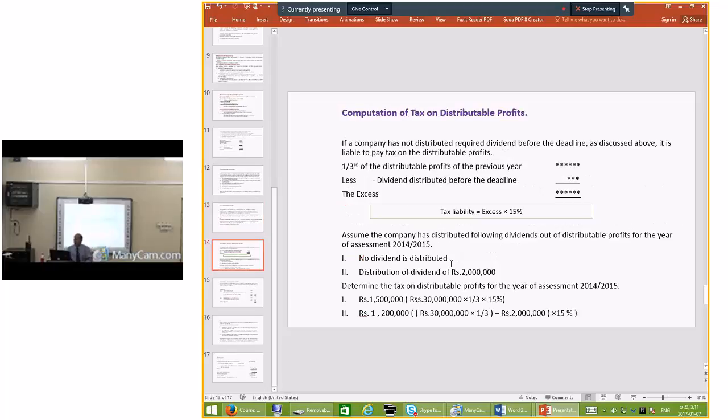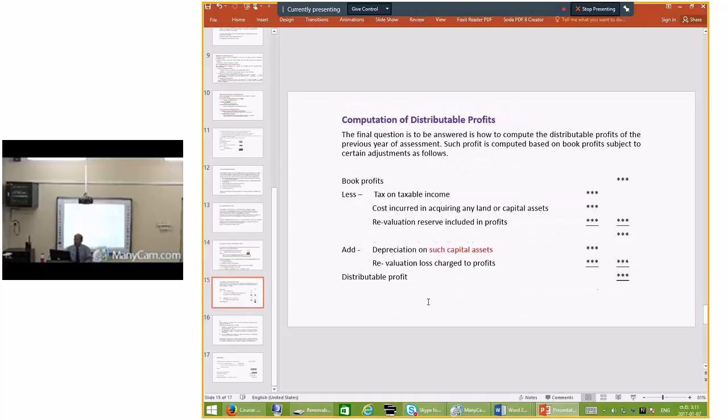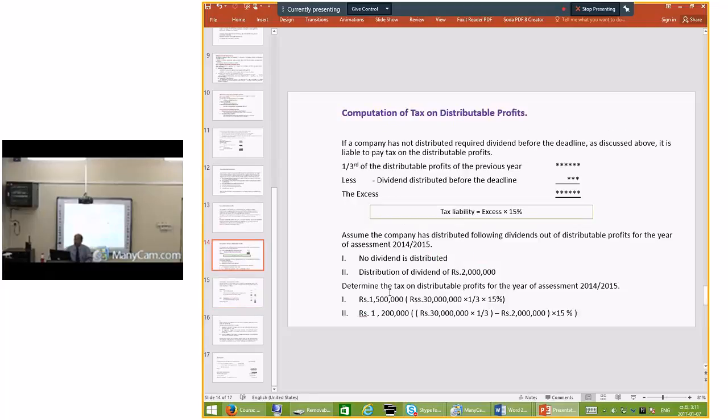In this example, if no dividend is distributed, or a dividend of 2 million is distributed, that means less than 1/10 of the distributable profit, then dividend tax applies. Especially in this second situation, distribution of 2 million is below the 1/10. Then the applicable formula is to first compute 1/3. In my experience, some students compute 1/10 of the 3 million, deduct the 2 million, and for the 1 million apply the 15%. Then the answer is wrong. That is the mistake the students are making.